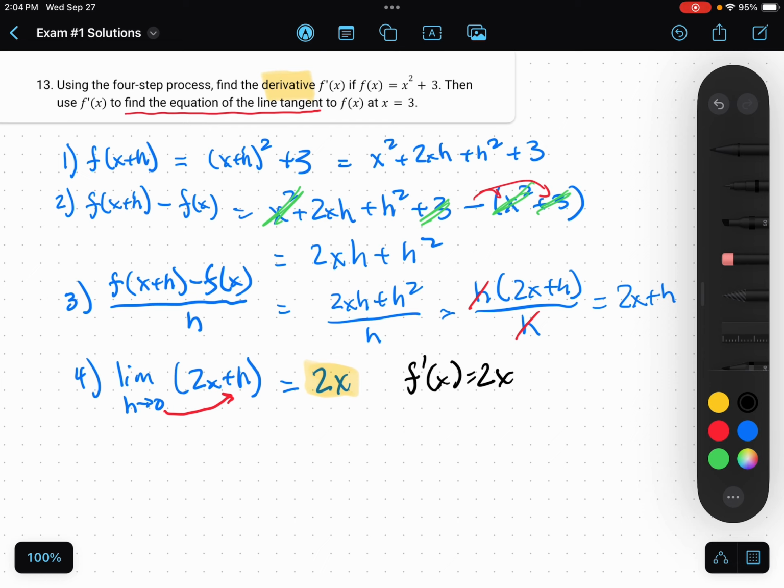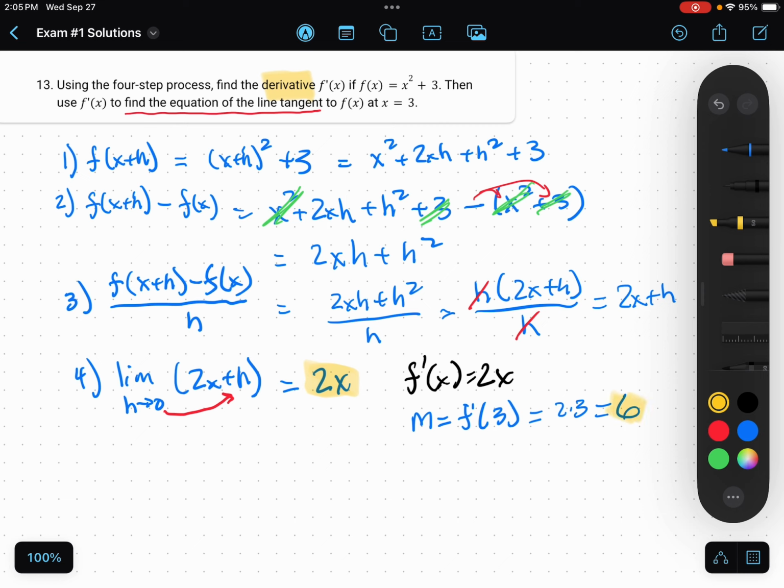We use f prime of x to get m. So the slope m for our line is going to be f prime of 3, because that's the x value they gave us. And f prime of 3 is simply 9 plus 3, which is 12. No, that's not right. F prime of 3 is 2 times 3, which is 6. That's 2 times 3, which is 6. So my slope for my line is 6.